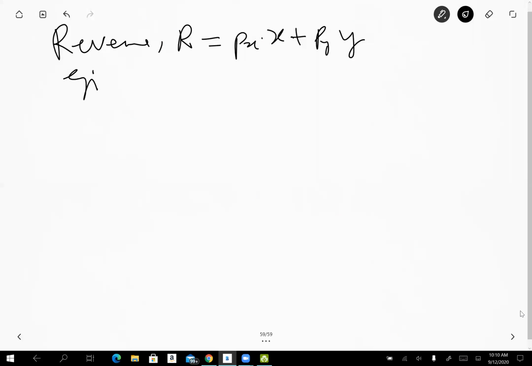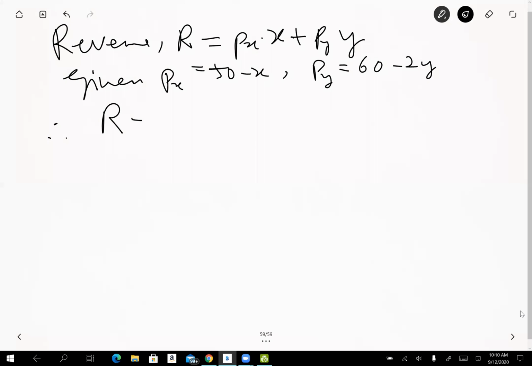And then given the demand function, okay, given the demand function, you have what? You have PX, which is the price of P1 here given in the book, 50 minus X, that is the demand for X. And then the demand for Y, or the price of Y, is equal to what? 60 minus 2Y. Okay? 60 minus 2Y. So therefore, your revenue is equal to 50 minus X times X plus 60 minus 2Y times Y.